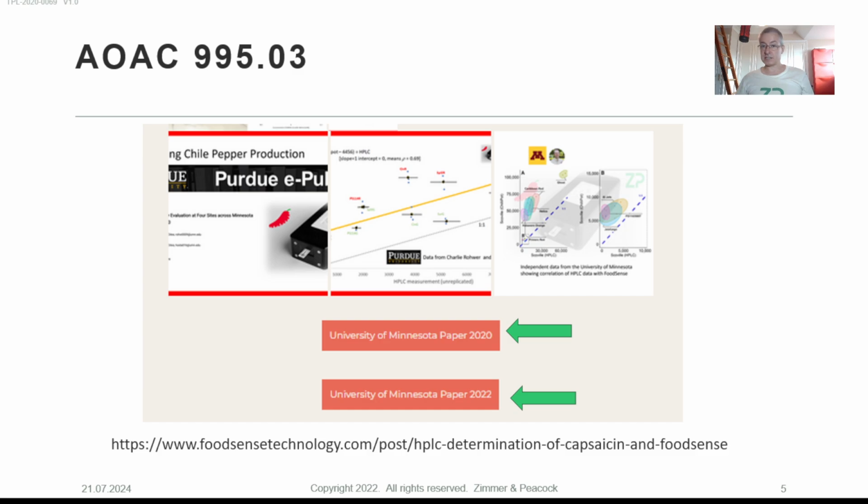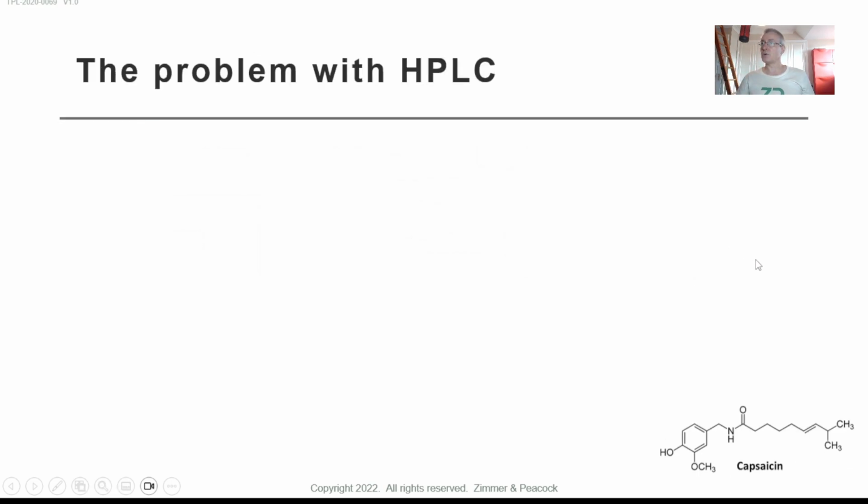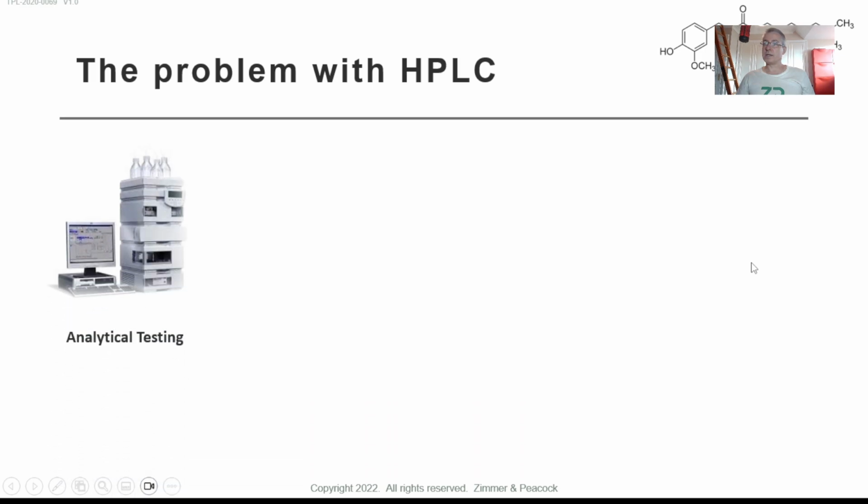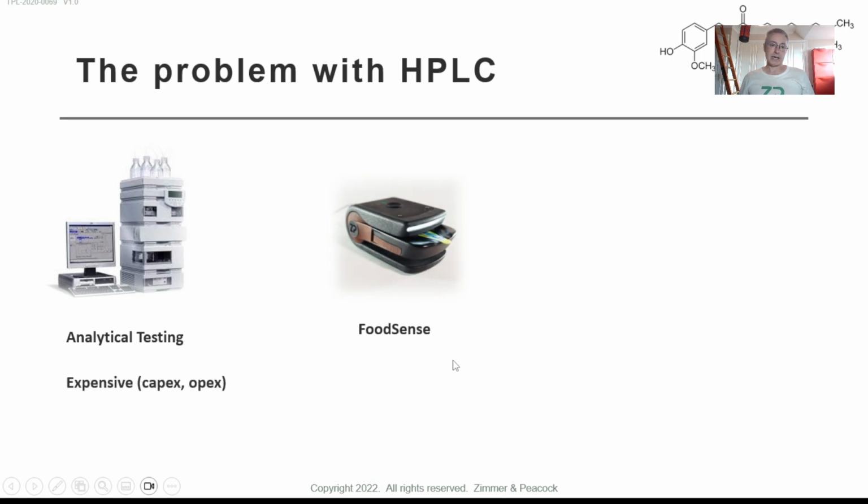If he did 3 tests where he is in his part of the world, it would cost him $300. $300 is ridiculous. No, it's not ridiculous. It's just the way the market works. So the problem with HPLC, and I will talk about this, well, A, you can find those papers, and B, the problem with HPLC compared to the FoodSense is that HPLC is either expensive to own, or expensive to run, or expensive to use as a test system. It leads to what we call under-testing.